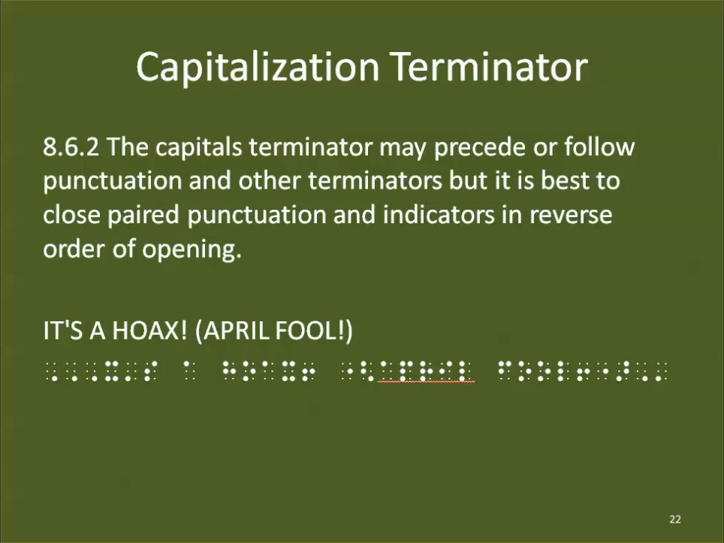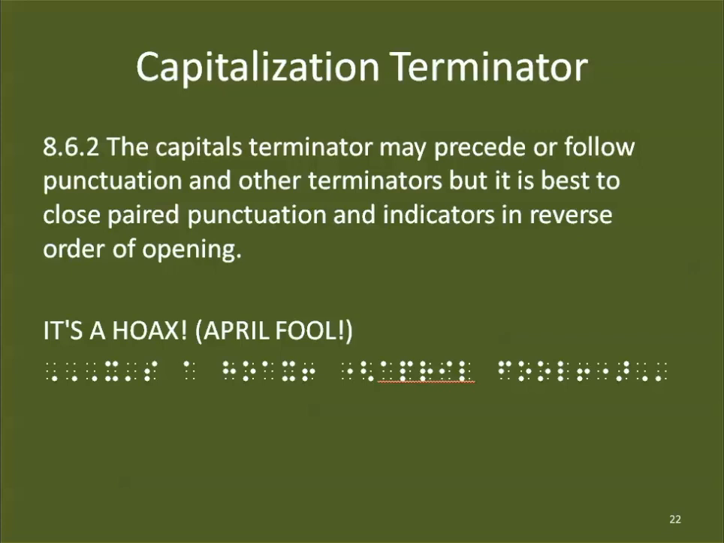The capitals terminator may precede or follow punctuation and other terminators, but it is best to close paired punctuation and indicators in reverse order of opening. So paired punctuation might be quotation marks, parentheses, brackets, braces, that sort of thing. In indicators, we'll be talking about those a lot more, but what we're talking about right now would be capital indicators.